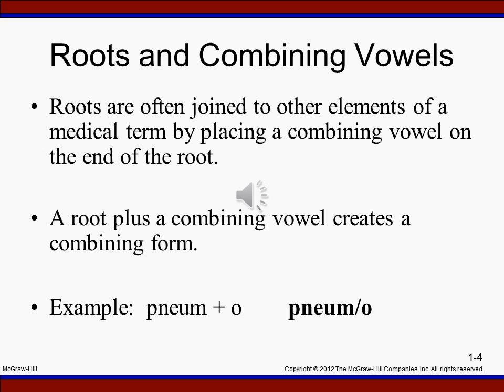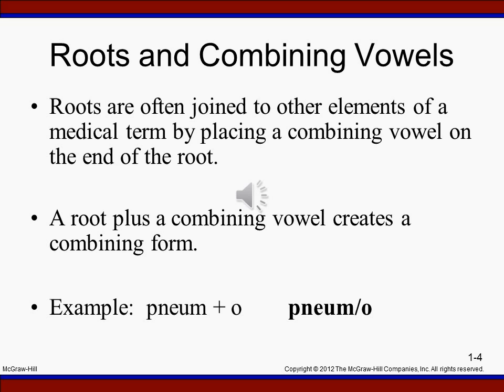So what is a combining vowel? A combining vowel joins a root to another root or a root to a suffix. Here, bullet point number 1: roots are often joined to other elements of a medical term by placing a combining vowel on the end of the root. Bullet point number 2: a root plus a combining vowel creates a combining form. Example, pneum, P-N-E-U-M, plus O, pneumo. A combining vowel is like a bridge that connects the main roots together.